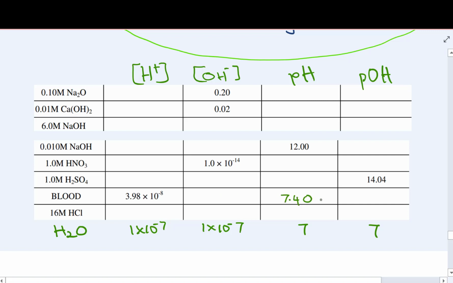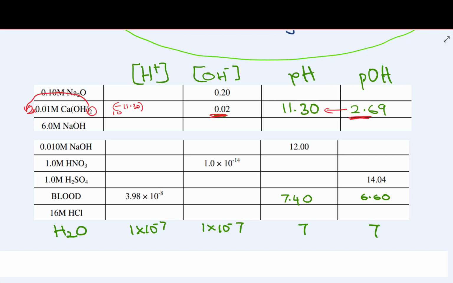Yes. So if I take the hydrogen protons, minus log value, I get 7.40 blood pH, and 14 minus 7.4 gives you 6.6, right? Now look at the calcium hydroxide, 2 OHs, that's why 0.01 becomes 0.02 OH minus. Now take the pOH by taking the minus log. So the first pOH, 14 minus pOH gives you the pH. Now 10 to the power of minus the pH will give you H plus, right? So that's how you want to do it.